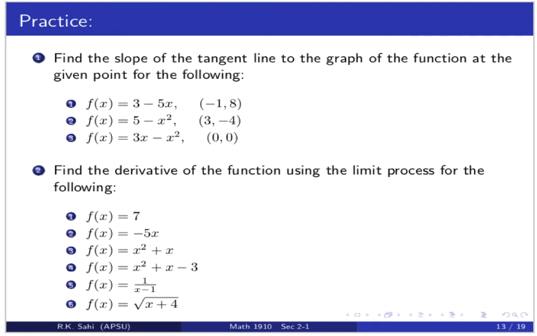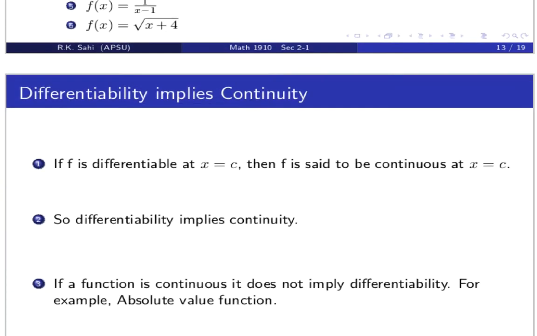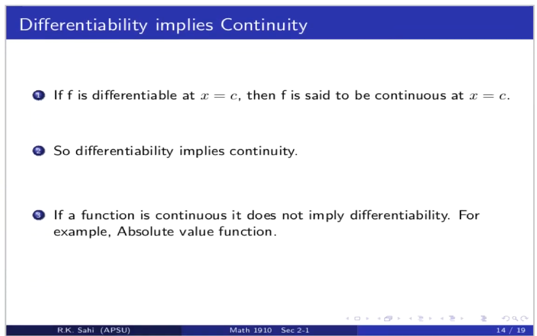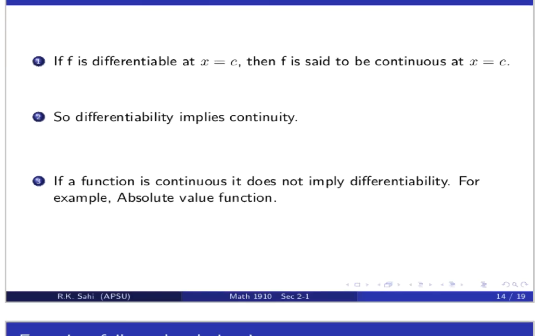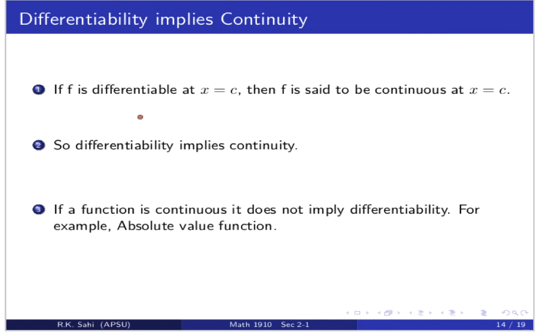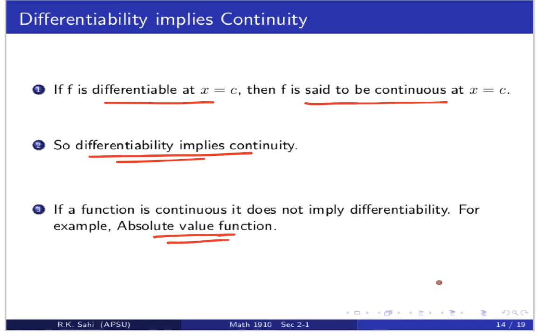Then the other thing we are going to talk about is the relationship between differentiability and continuity. It's a very, very important concept. Here we are saying that if a function is differentiable at a point, then automatically it is continuous. So differentiability implies continuity. But if we go backwards, if I say my function is continuous, it may or may not be differentiable. A very classic example is the absolute value function.